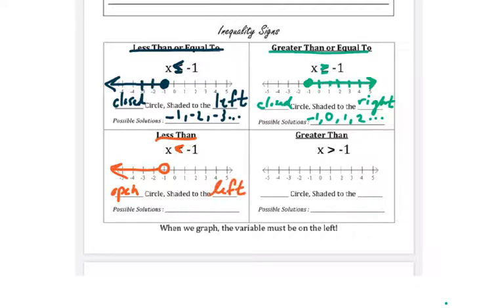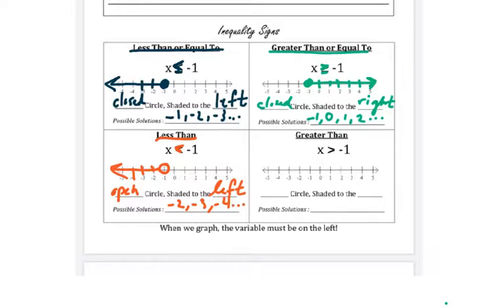So my possible solution is not -1 because it's not colored in. X's are smaller than -1. They're all numbers that are less than -1. So -2 is a solution. Negative 3 is a solution. Negative 4 is a solution. And you would continue to the left. Anything to the left of negative 1 is a solution of that line.